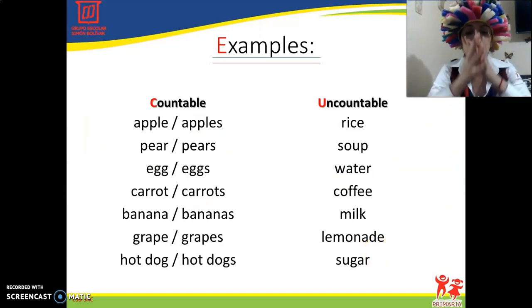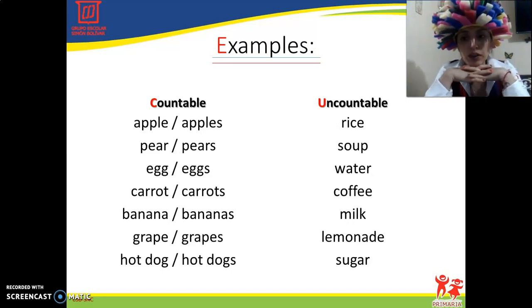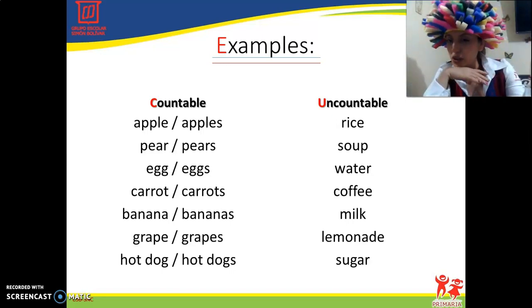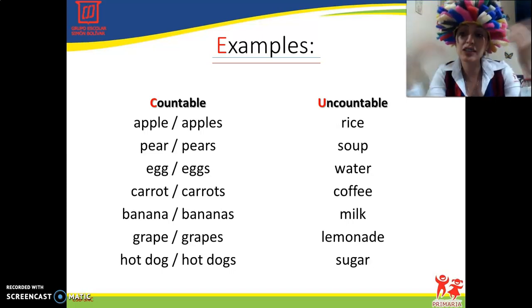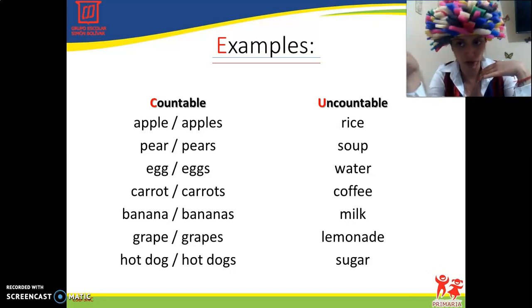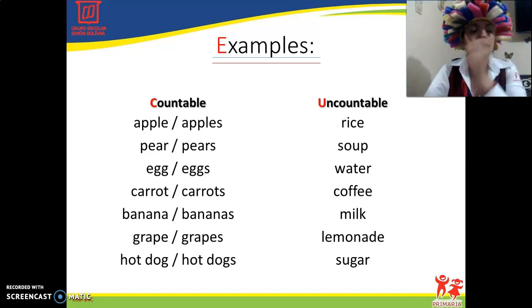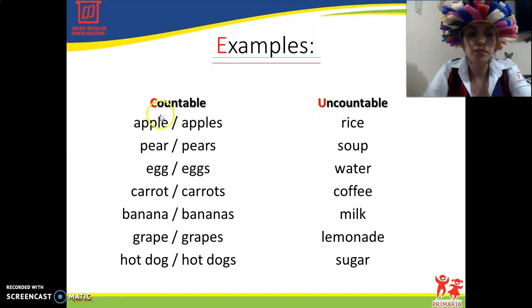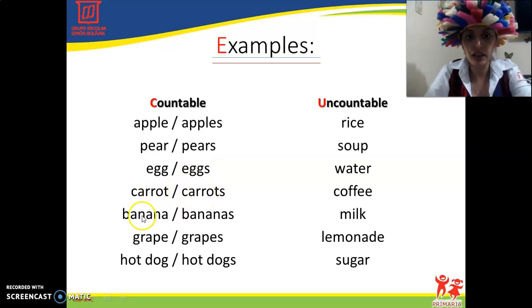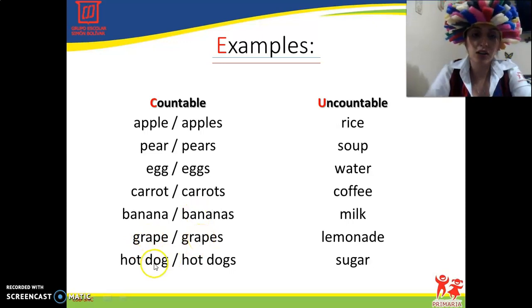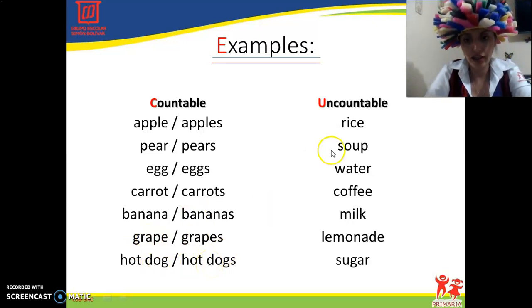Now, for examples. In examples, we have countable and we have uncountable. Yes? All right. Remember that countable is singular and plural. And uncountable, only singular, no plural. Okay? So here it says, countable. Apple, apples. Pear, pears. Egg, eggs. Carrot, carrots. Banana, bananas. Grape, grapes. Hot dog, hot dogs. Okay?